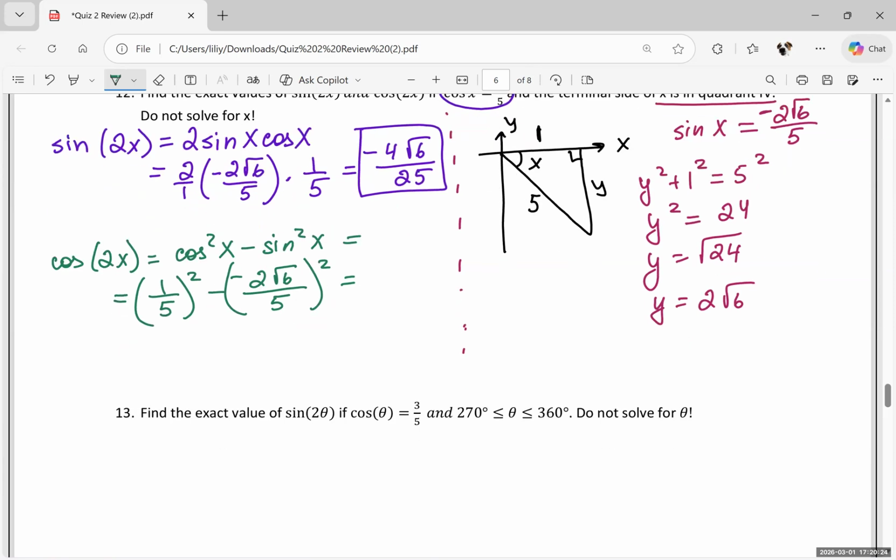Okay, order of operations, please don't distribute that negative sign. This is 1 over 25, square stuff first. On the inside of the second parenthesis, I know it's negative, but when we square it, it becomes positive. You square the 2, that's the 4. Square root of 6 squared is just 6, and 5 squared is 25. So that's 1 minus 24 divided by 25. So it's negative 23 over 25.